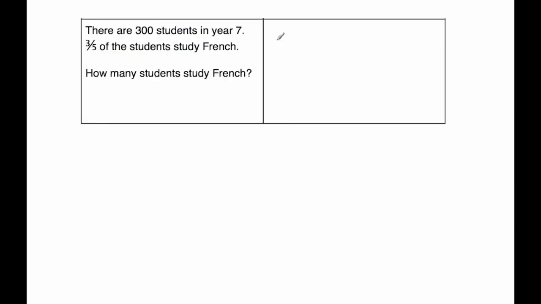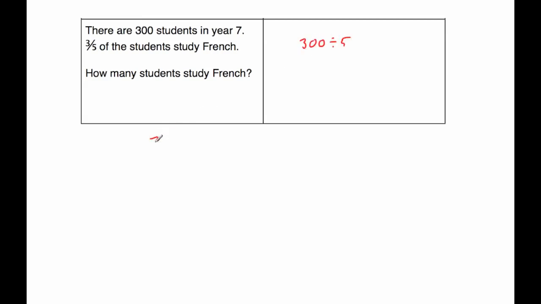Okay, and our last question says there are 300 students in year 7. 3/5 of the students study French. How many students study French? So we want to work out 3/5 of 300. To do that, we divide by the bottom and times by the top. So we're going to take our 300 and divide it by 5.